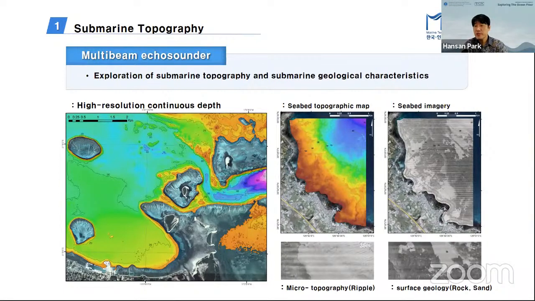And on the right side, the Seabed Imagery, that is a black and white map. This is the sea surface classification obtained by this multi-beam echo sounder, and I already mentioned that it uses the reflected strength of the signal. So it is used to analyze topographic properties such as reef marks and the type of sea surface sediment that are difficult to analyze due to small differences in the water depth.